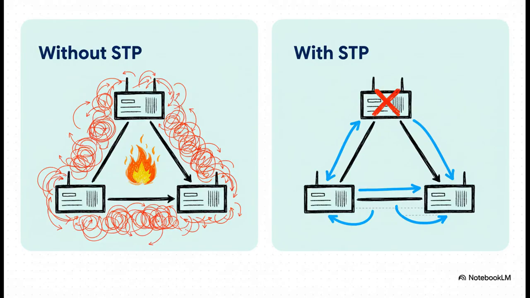And this right here, it just shows the difference perfectly. On the left, you've got pure chaos, a looping mess. And on the right, you have a nice, orderly, stable network. See? One path is active, and the other one is blocked, but totally ready to jump in if the main one fails, all thanks to STP.